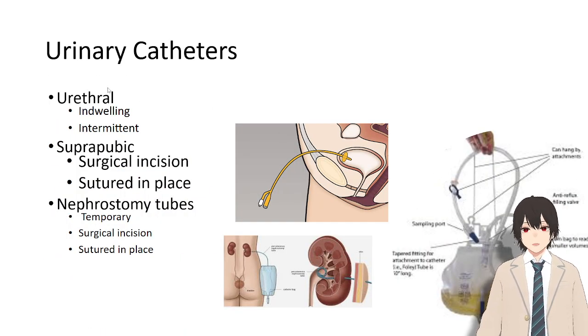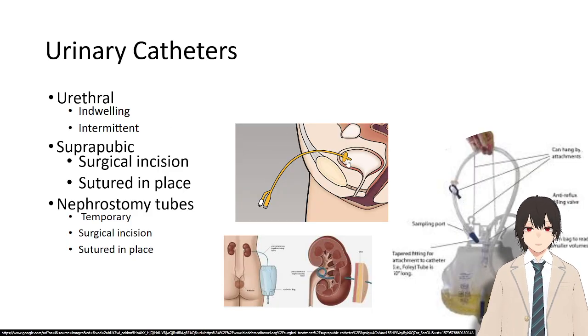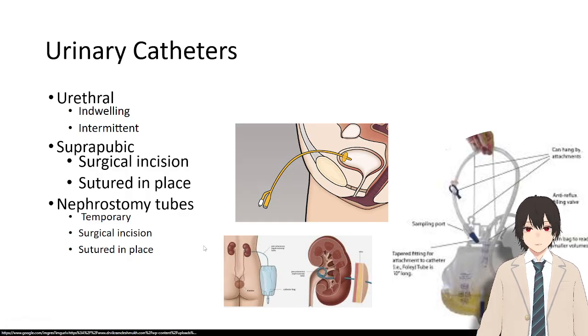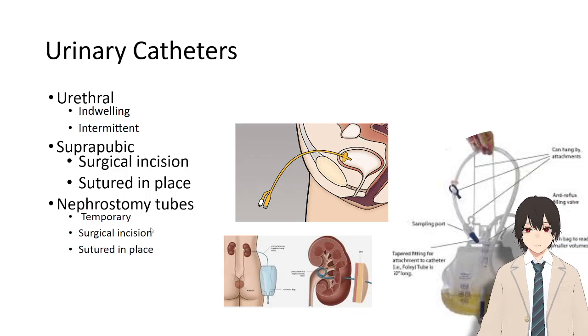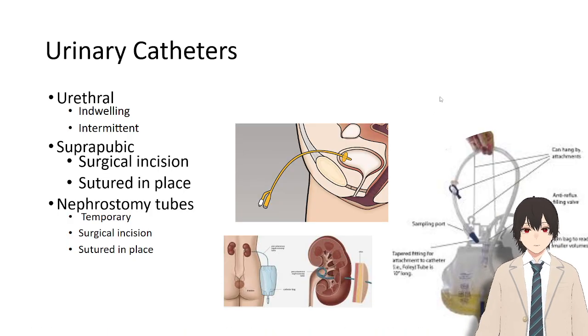Lastly, there are several types of urinary catheters. One is urethral, so there's the indwelling, which is like the Foley, and intermittent, which is like a straight cath. Then there's suprapubic, where they go through the peritoneum here. It's a surgical procedure, it's sutured in place, and the urine just comes out here. And nephrostomies are usually done through the side or the back. Sometimes they can be temporary, and they're sutured in place depending on how long the patient needs them for. It can be several weeks, several months.